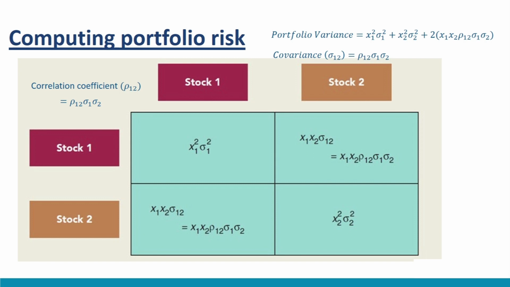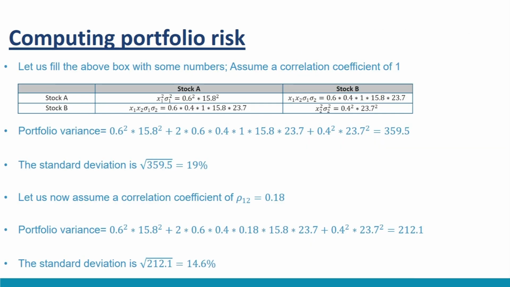Thus, the resulting expression for our two-stock portfolio can be computed as shown here. Portfolio variance equals x1 square sigma 1 square plus x2 square sigma 2 square plus 2 times x1 x2 rho 1 2 into sigma 1 into sigma 2. The portfolio standard deviation would be the square root of the portfolio variance. Let us fill the above boxes with some numbers. Assume a correlation coefficient of 1. The portfolio risk box will look something like this, as shown here in the table.